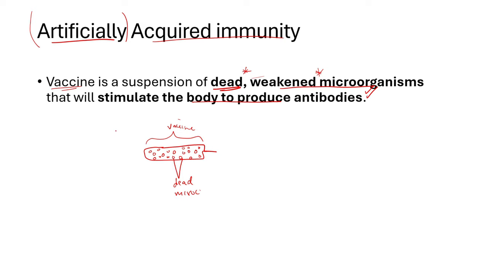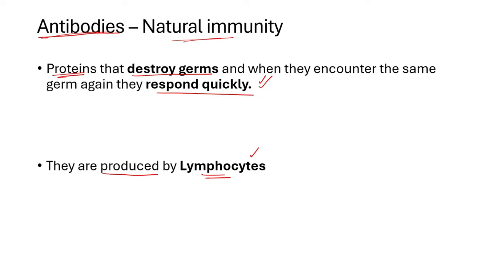Let's just say, for example, I have flu, and I go to a clinic. They're going to inject me with a vaccine. In the vaccine, they're actually injecting me with dead microorganisms. And then the moment my body realizes that they are dead microorganisms, it will be stimulated, it will be forced to produce more antibodies in my body. It will be forced to produce those proteins that will destroy the real pathogens in my body.